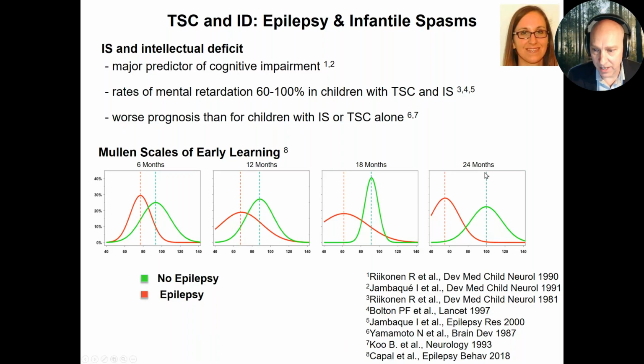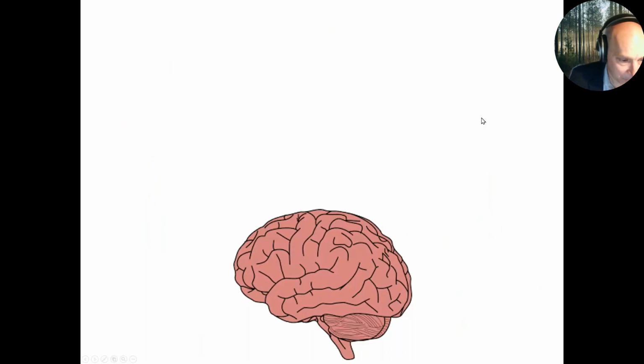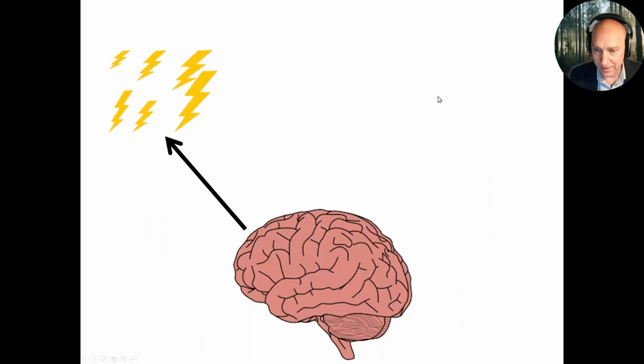And here in the same series that we talked about, 160 children followed over several years, we can see that by 24 months, the Mullen Scales of Early Learning, a measure of cognition in this age group of infants and toddlers, is split up into almost a bimodal distribution. On the left side, those who have epilepsy, and on the right side, those who do not. And so there is a model or concept where epilepsy drives neurodevelopment as well.